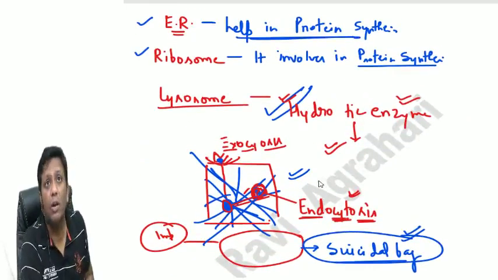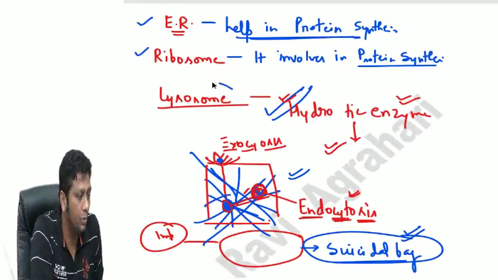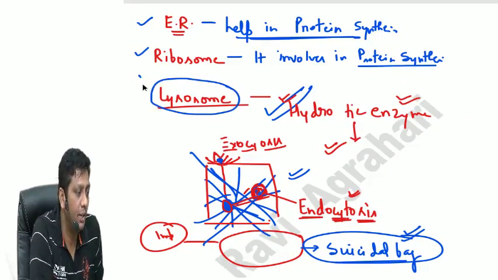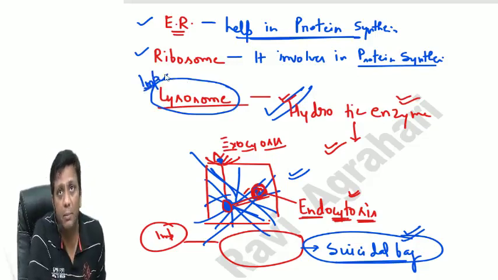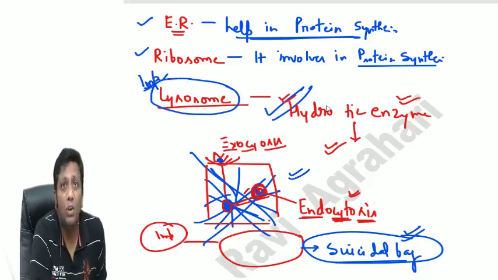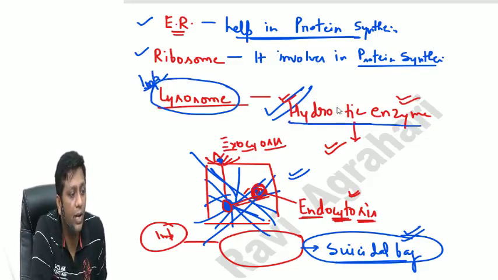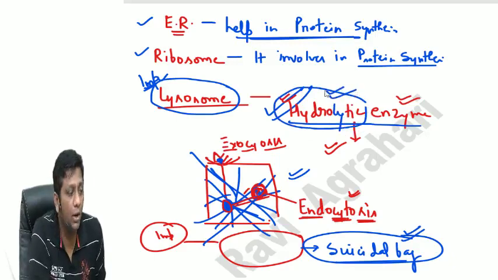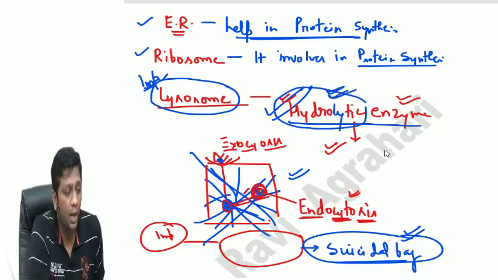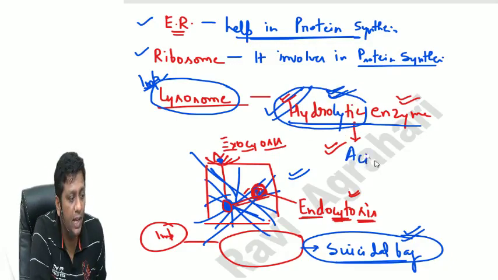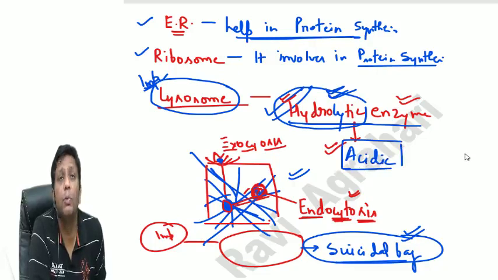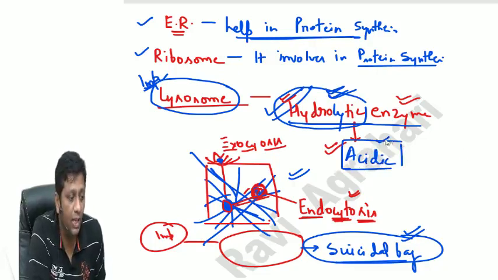One more cell organelle is called lysosome. Lysosome is important for state PCS, and it is still important for UPSC level examinations. Lysosome is that cell organelle which produces hydrolytic enzymes, and hydrolytic enzymes are acidic in nature. Acidic means their pH will be less than 7. So they are acidic in nature.